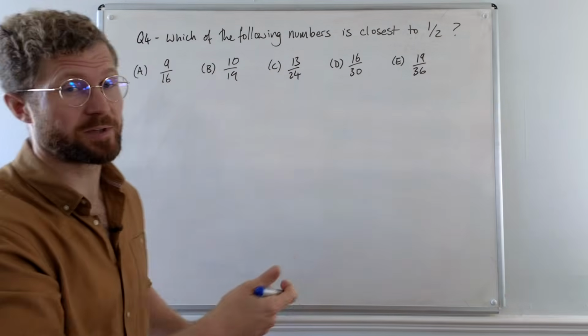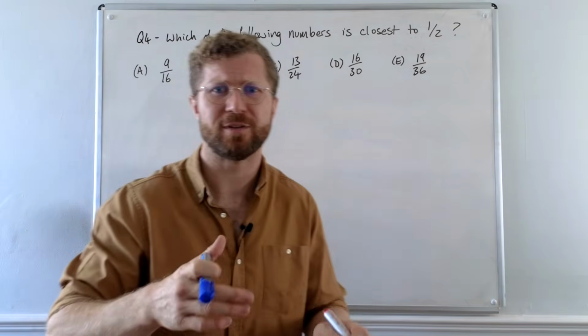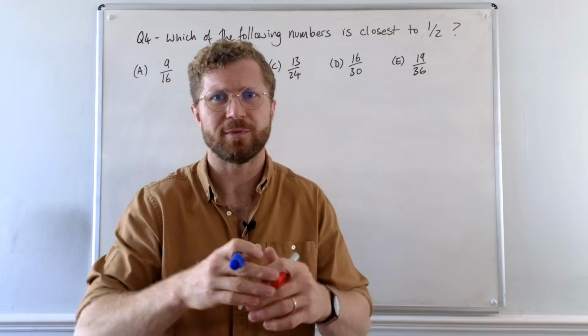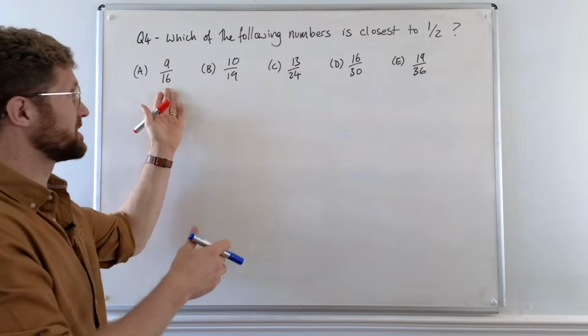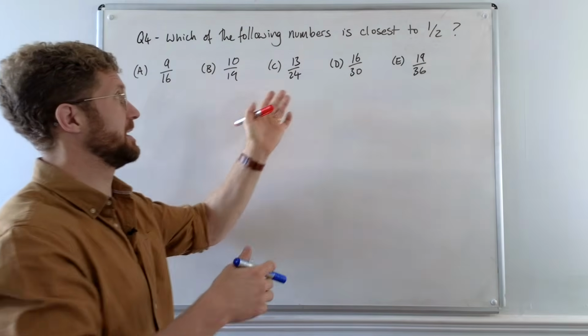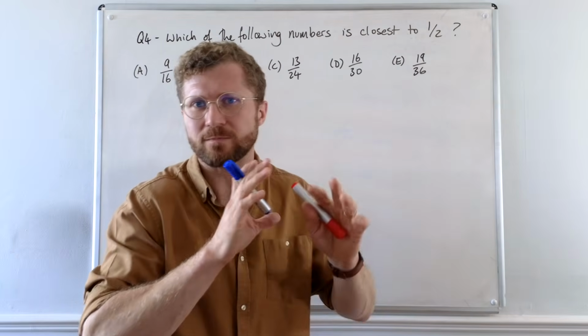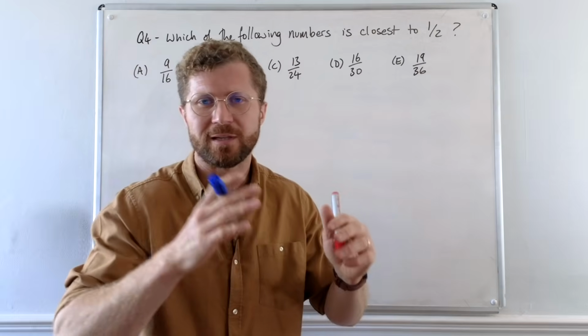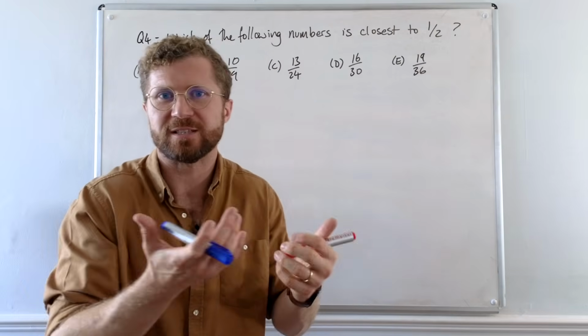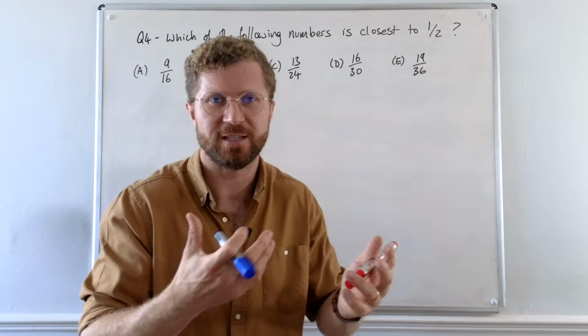Which of the following numbers is closest to a half? And think, well, now I'm going to have to do something like a half minus 9/16 and a half minus 10/19 and so on, and there's a lot of calculation in that. We're going to do something similar, but let's just think about how we could structure this in order to minimize the amount of calculation we need to do.